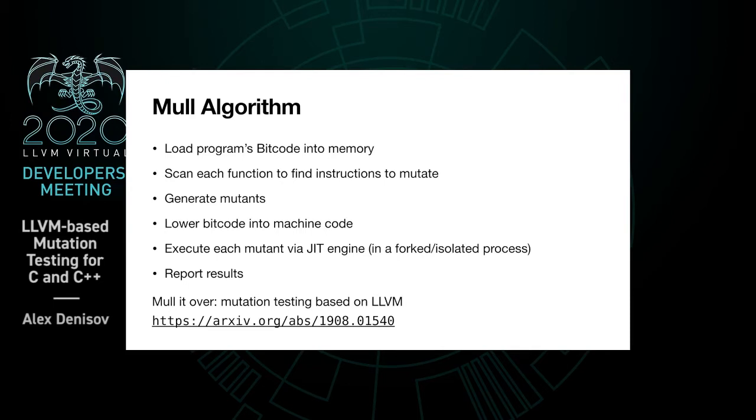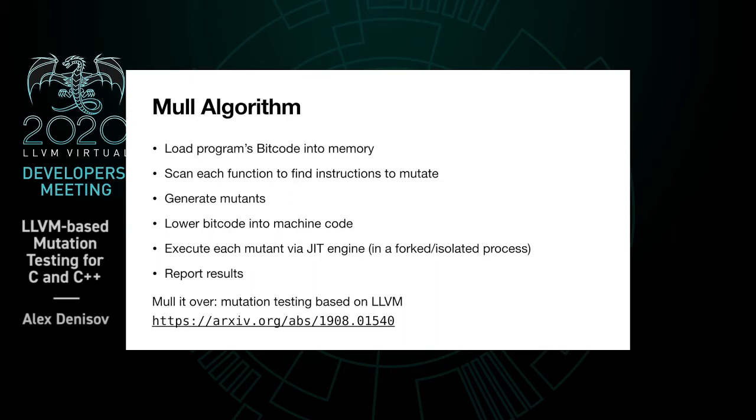Under the hood, mal loads the bitcode into memory and starts analysis. It scans all functions and collects all instructions that can be mutated. For each such instruction, mal creates a separate function and applies the change to the given instruction. Once all the mutants are generated, mal compiles the bitcode down to the machine code and prepares that machine code to be executed via a JIT engine. Then mal runs tests against each mutant and collects results, which are presented to the user in the end.